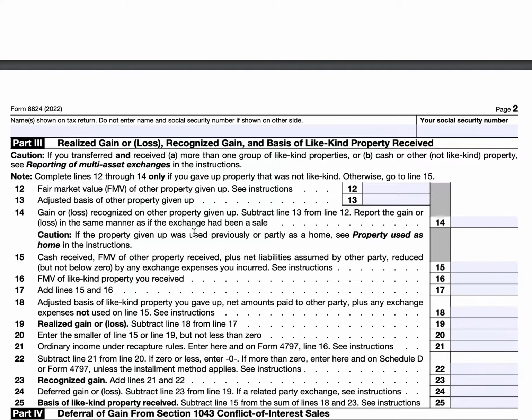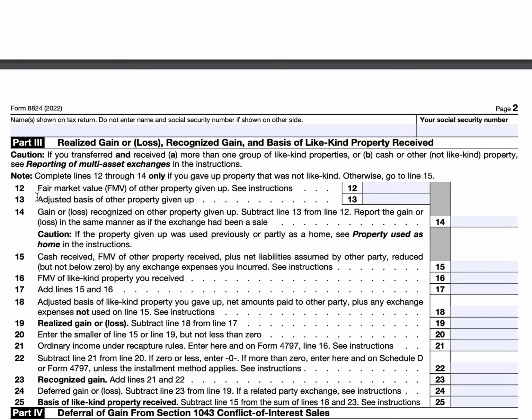So Part 3, this is where you calculate either realized gain or loss, your recognized gain, and then the basis of like-kind property received. So in lines 12, 13, and 14, you're only going to complete those if you gave up property that was not like-kind. So if you throw in cash or if you throw in a car that isn't like-kind property, then you would enter that information here.